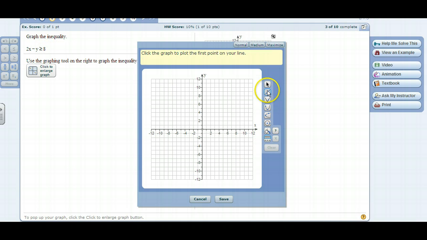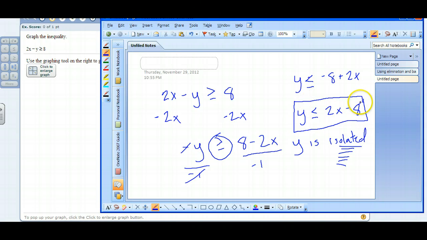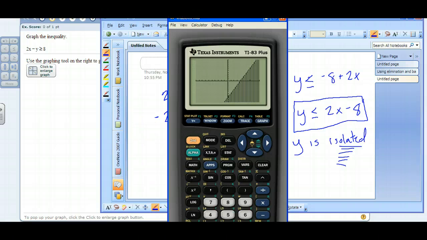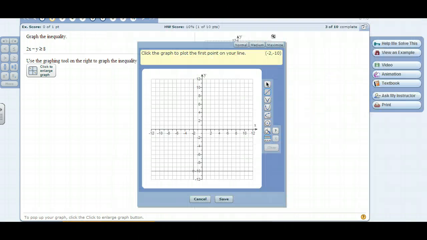We need the line tool to start off. We're graphing 2x minus 8, so we're going to start at negative 8 on this. Alright, and then 2x means we rise 2, run 1. So there's our line, and then don't forget the shading.